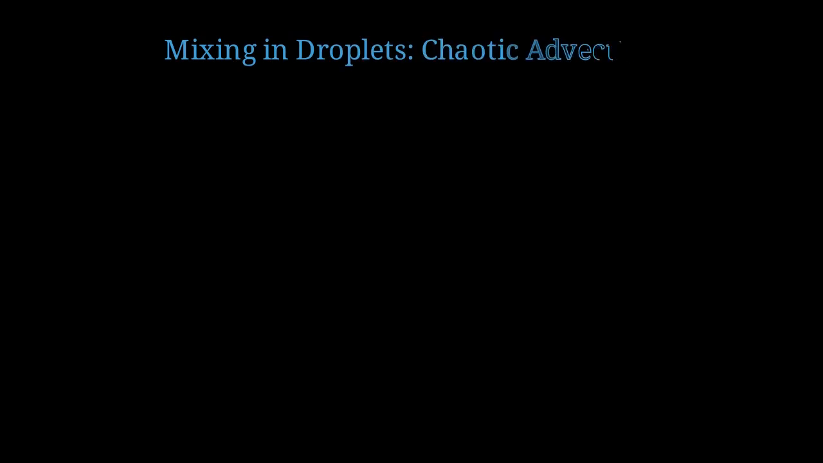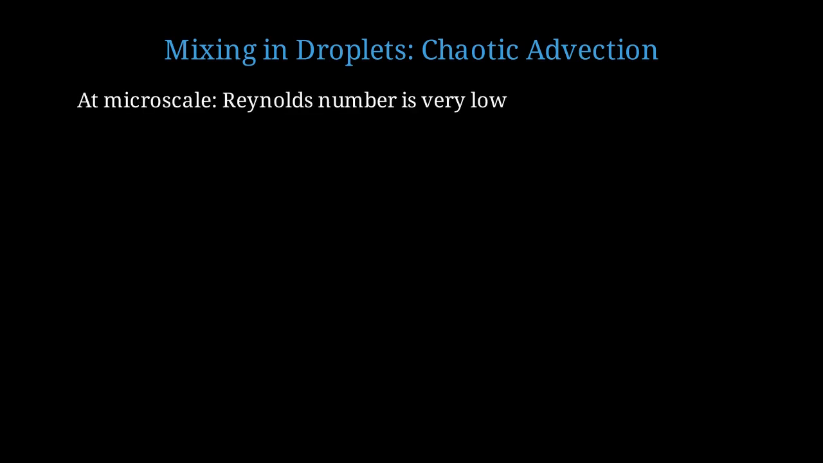How do reagents mix inside a droplet? This is governed by chaotic advection. At the microscale, the Reynolds number is very low, typically much less than 1. This means flow is laminar and there's no turbulent mixing. Reynolds number equals density times velocity times length divided by viscosity. At microscale, this is much less than 1.